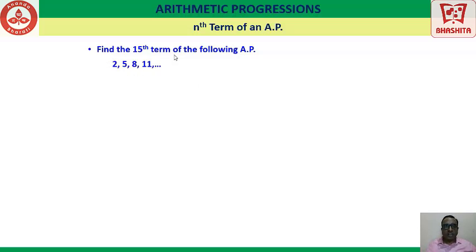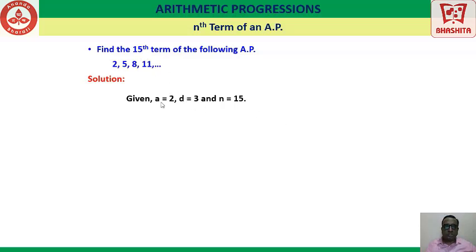And what are we asked to find? The 15th term is what we are asked to find. So we can comprehend what we understood here: a is 2, d is 3, n is 15, since we are going to find the 15th term. What is the formula for the nth term? a plus n minus 1 into d. Here a is 2, d is 3, n is 15.